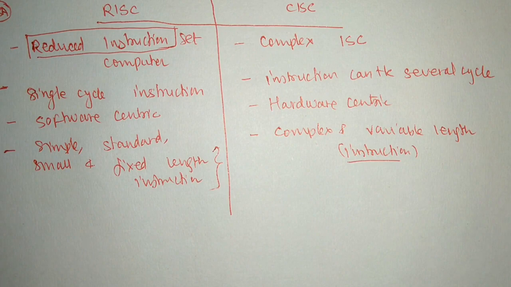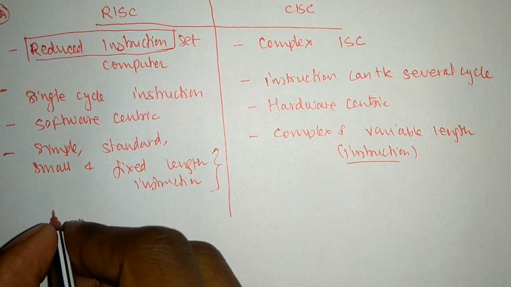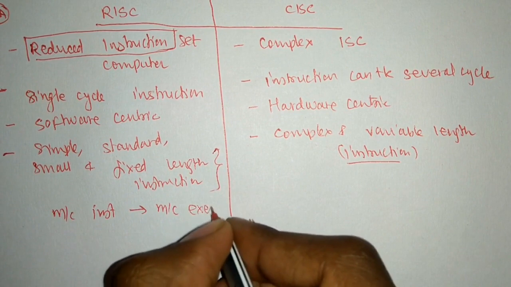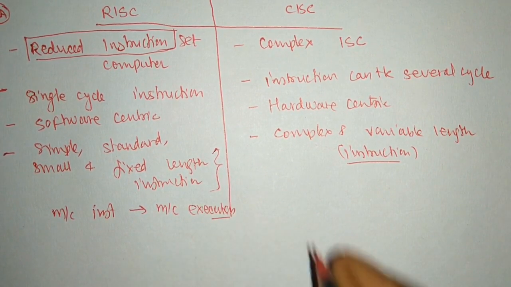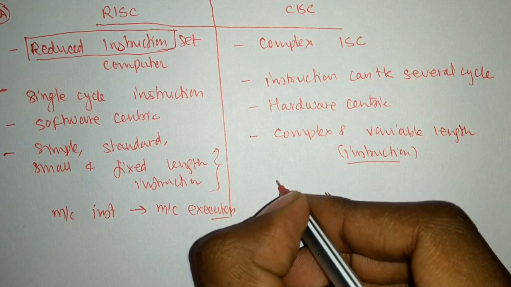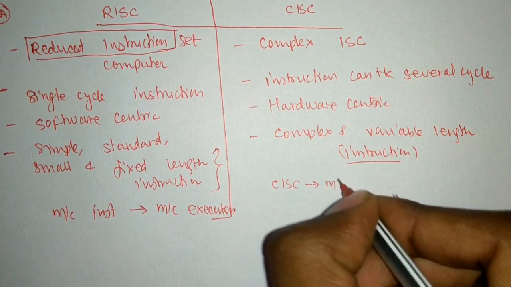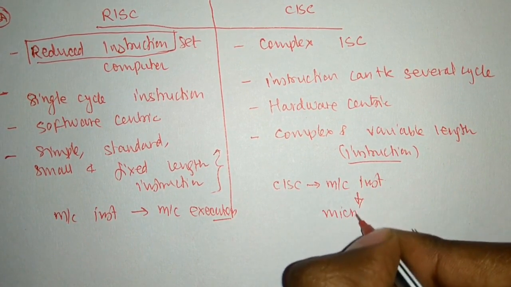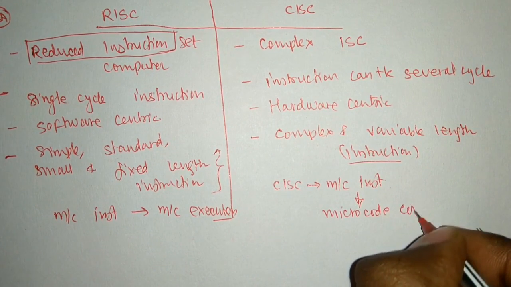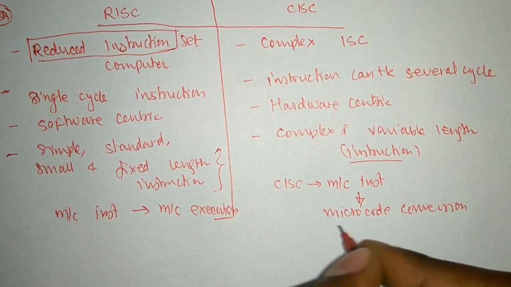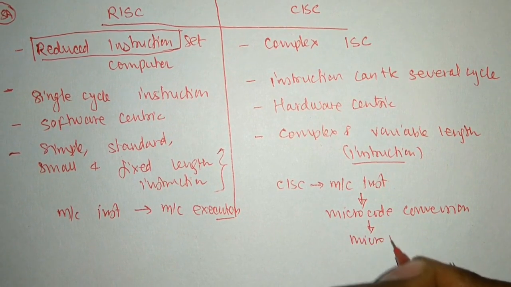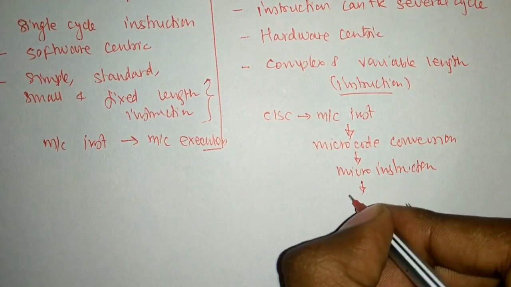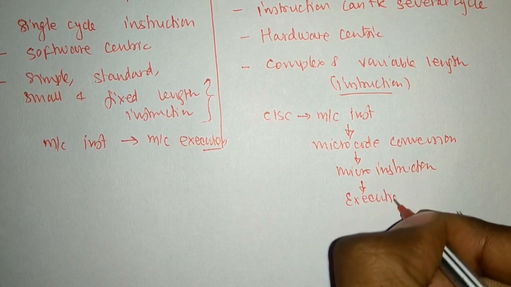Because RISC has simple instructions, we can directly convert the machine instruction to execution. It can directly execute them. But in the case of CISC it may sometimes not be possible to execute them directly. So the machine instruction will be converted into microcode first, and then that microcode will generate different micro instructions. Those micro instructions will be executed, and then there will be the final execution of the program or the instructions.